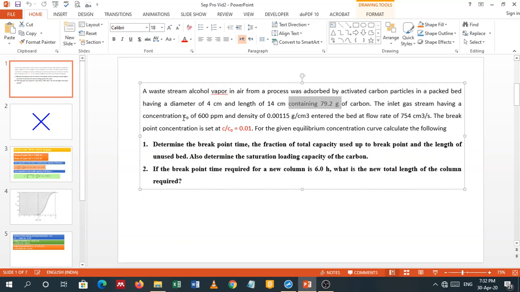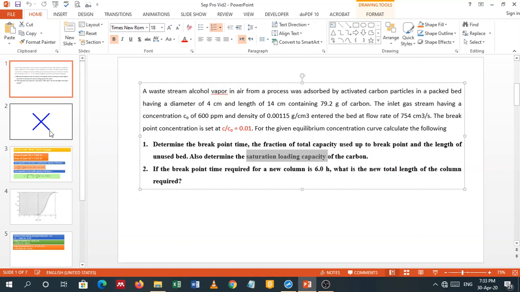Then the concentration of the alcohol in the air is also given, 600 ppm, and the density of air and their flow rate are also given here. And this is a very important parameter, C upon C naught, called the break point concentration. This is also given here, 0.01, and we need to calculate the break point time, fraction of total capacity used, length of unused bed, and saturation capacity of the carbon.